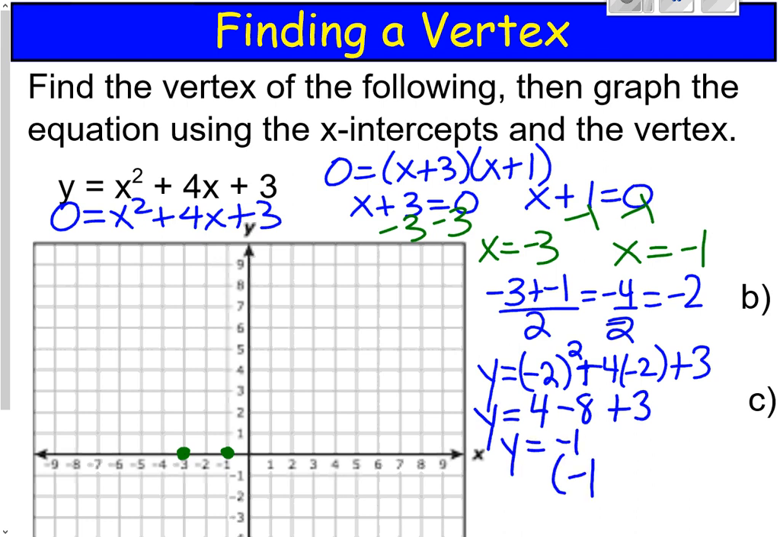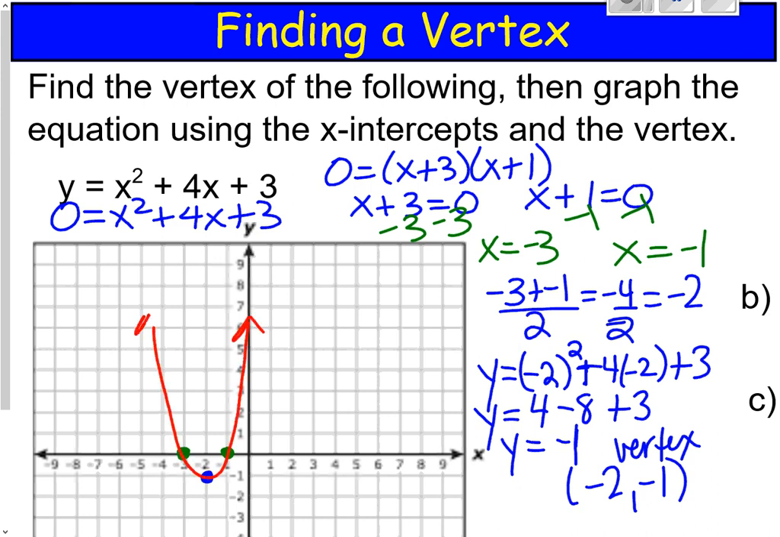So we have, whoops, that should be a negative 2. We have a vertex then at negative 2, comma, negative 1. Here's my vertex. Negative 2, negative 1, which is right here. All right, and now that we have these three points, we can draw our parabola to go through them. And there's our quadratic equation.